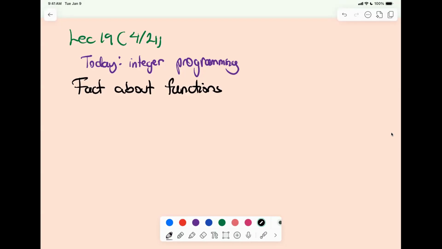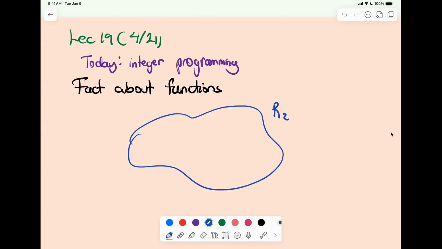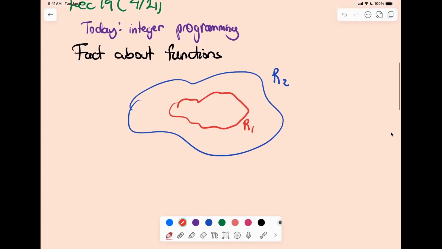Let's say you have two regions. It doesn't have to be in two dimensions or anything. I'll just draw the picture as if it were in 2D, but so region two, and inside of it, you have region one. So you have two regions in space, and again, it can be more than two dimensions, any number of dimensions.